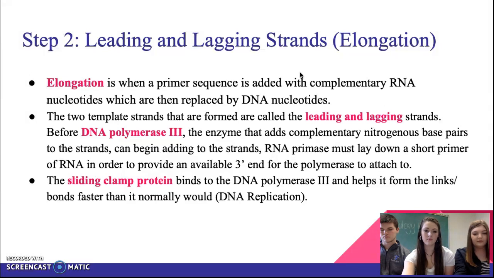The primers are necessary in order to provide a free 3' end for polymerase III, the enzyme that adds new bases, to attach to. The strands that are formed by the replication fork are called the leading and lagging strands. Last for this slide is the sliding clamp protein. These proteins bind to the DNA polymerase III and accelerate the rate of DNA synthesis, meaning the sliding clamp proteins essentially speed up the polymerase.